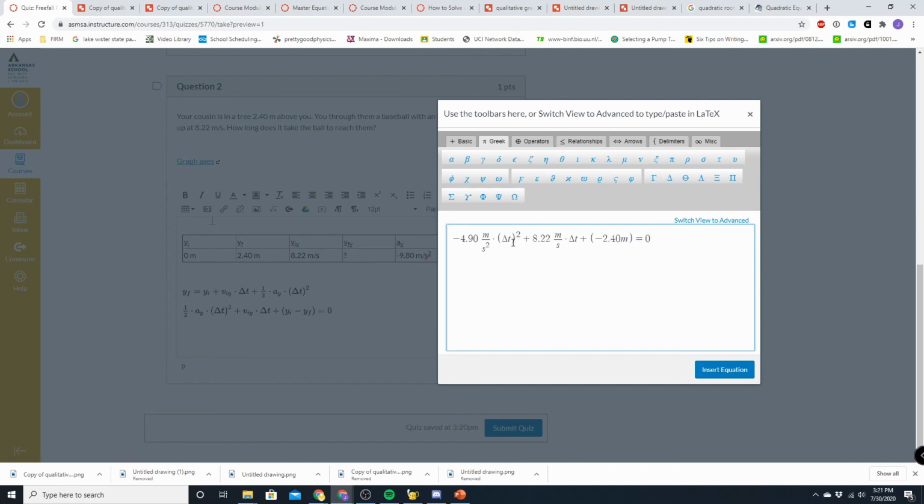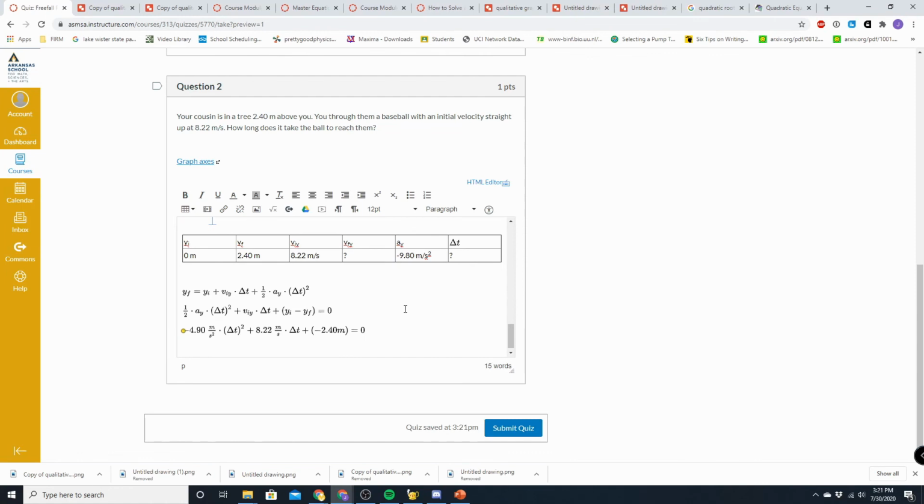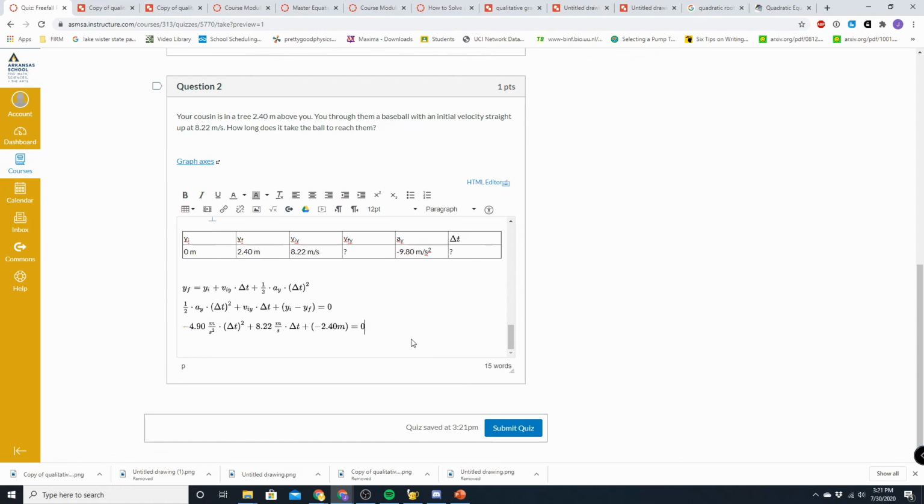So notice that in each of these terms, we have units of meters. We have plain meters here, meters per second times time, so the seconds would cancel out, meters per second squared, but the time is squared, so the seconds squared would cancel out. So now we can use a quadratic solver with negative 4.90 as our term that goes with the square, 8.22 is the term that goes with the first order, and then the negative 2.4 as the constant term.